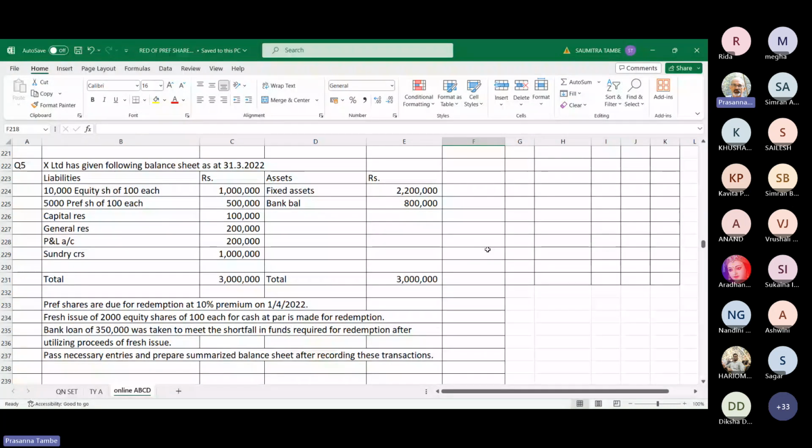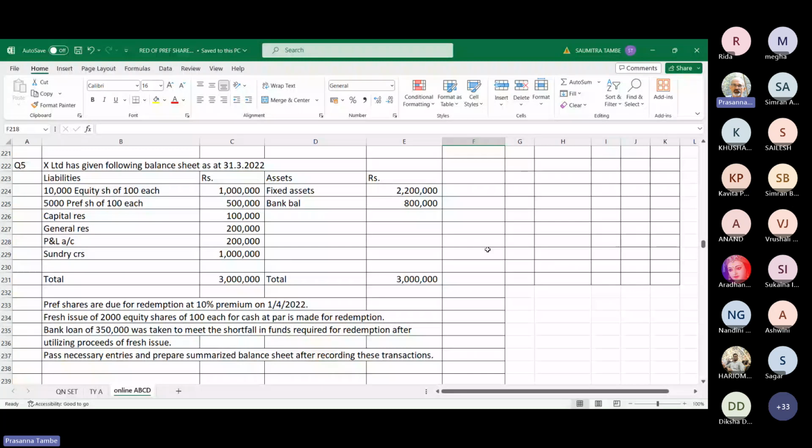It says that the preference share redemption is due on 1st April. 10% premium is the amount payable. A fresh issue of 2,000 equity shares of 100 each for cash is made for redemption. A bank loan is available. It was taken for the shortfall in funds. And then we are going to pass the necessary entries and we'll prepare the balance sheet also.